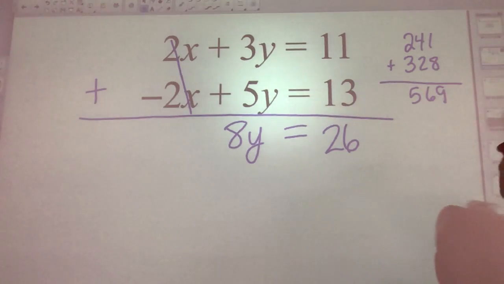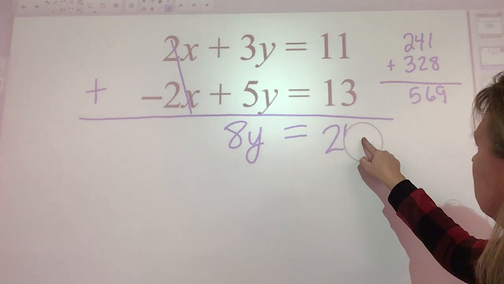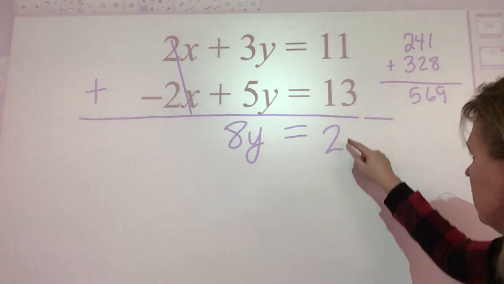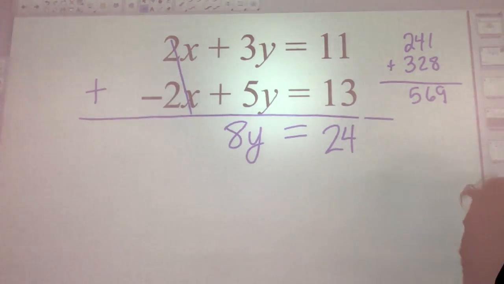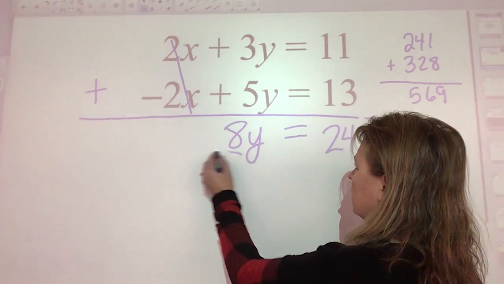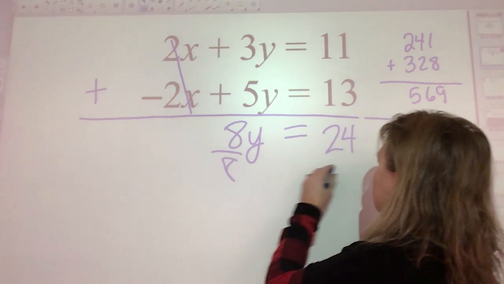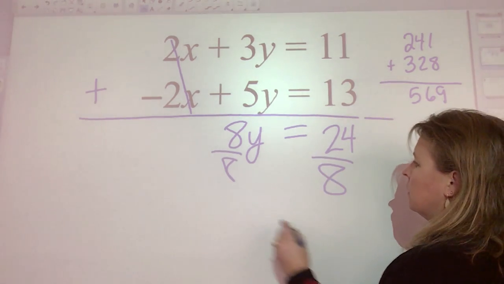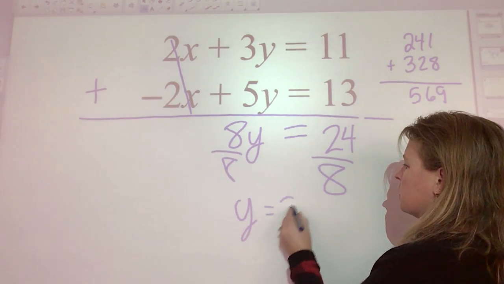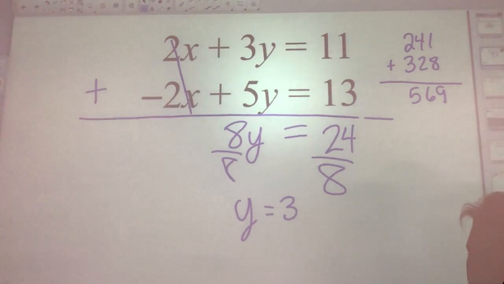Literally, that doesn't work. What are you going to tell me? 24. 13 and 11 is 24. Divide by 8. Divide by 8. And y equals 3. That's half of the problem.